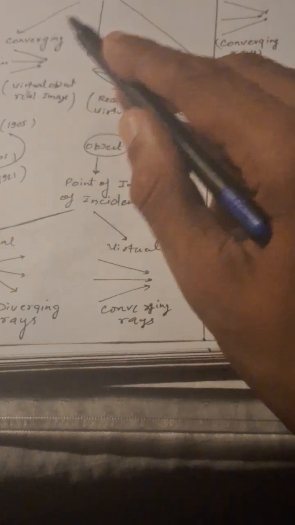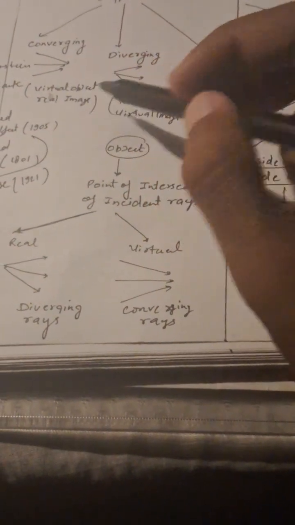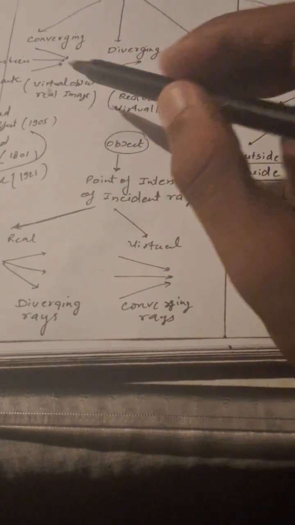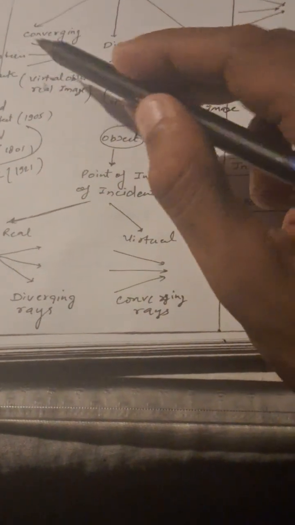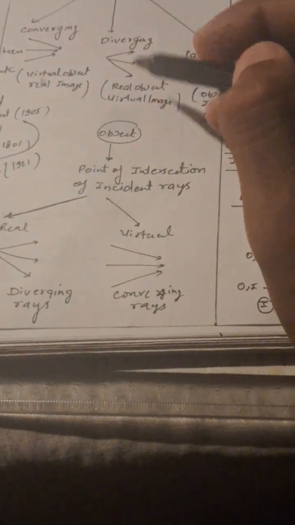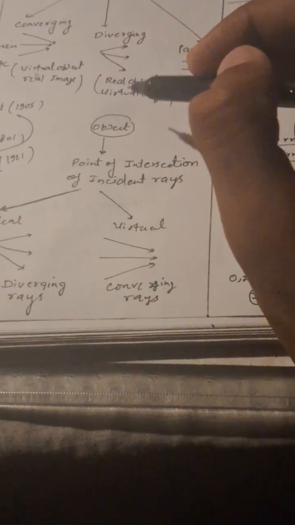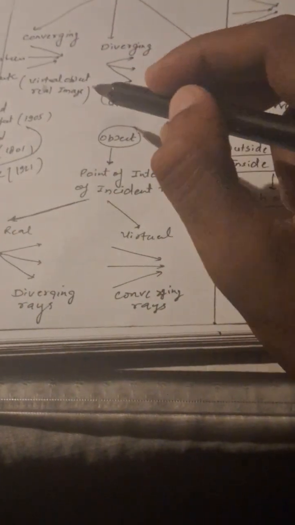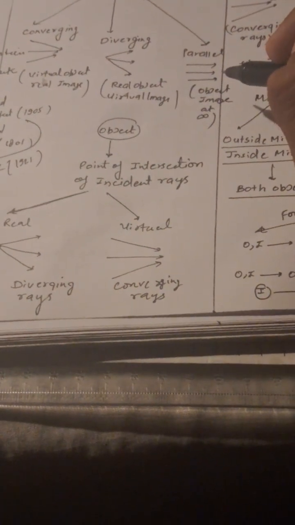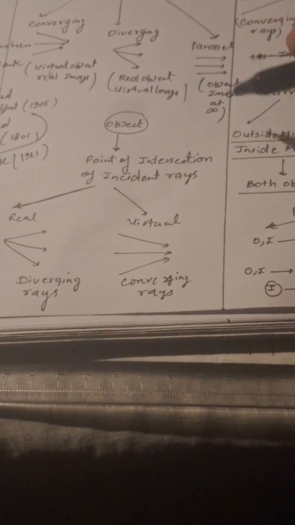There are three types: converging rays, diverging rays, and parallel rays. For a virtual object and real image, we have converging rays. Converging means the distance between them decreases as we move ahead. Then diverging rays correspond to a real object and virtual image. And parallel rays correspond to an object and image at infinity.